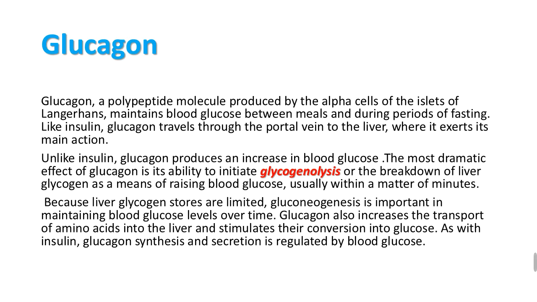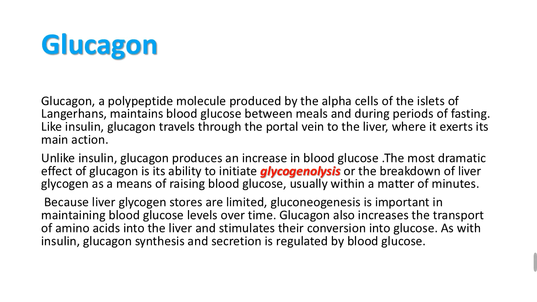Like insulin, glucagon travels through the portal vein into the liver, where it exerts its main action. So its action will mainly occur in the liver. Unlike insulin, glucagon produces an increase in blood glucose. As you remember, insulin is produced when there is a high blood glucose level, so insulin will lower the blood glucose level, while glucagon produces an increase in blood glucose level. Antagonistic action.